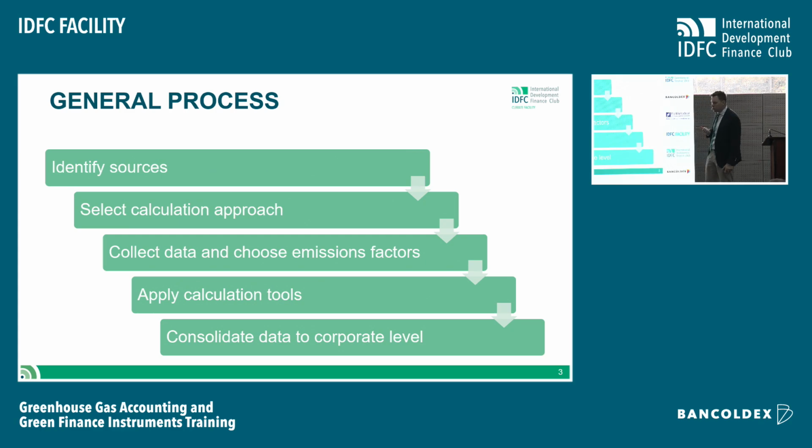So, the general process of data collection is the following. First, we identify the sources, right? We look around, what is using energy, what is using water, where do we have refrigerants, and so on. Second, we select the calculation approach, which standard we want to follow. We collect the data, we choose emission factors, we always write down the sources of emission factors and so on, references. Of course, there are factors provided on different levels. I will be talking a little bit more later on. We apply the calculation and consolidate the data into a report.